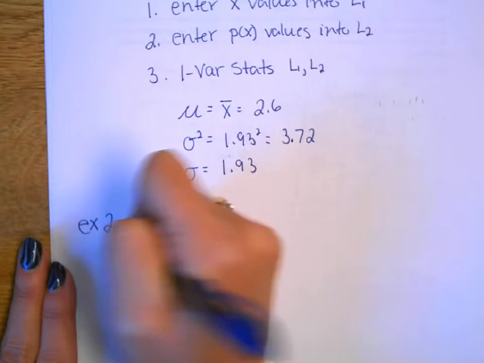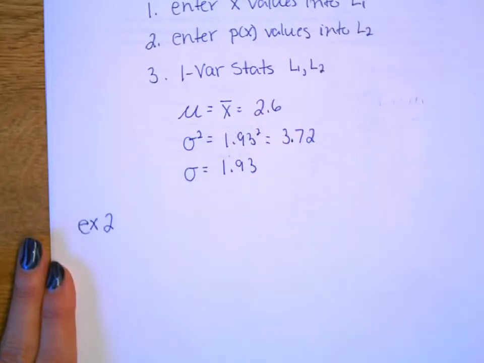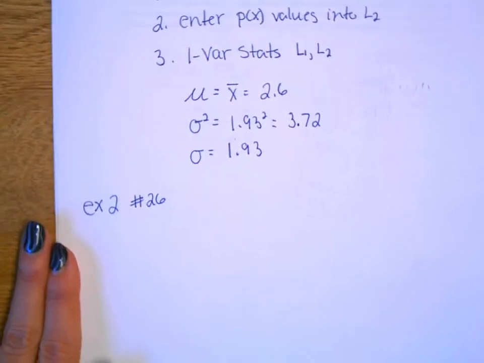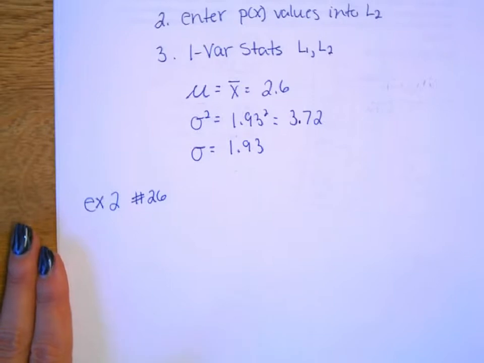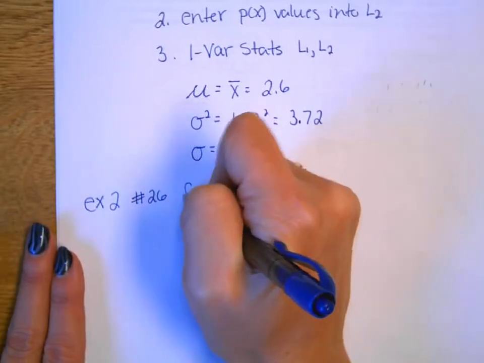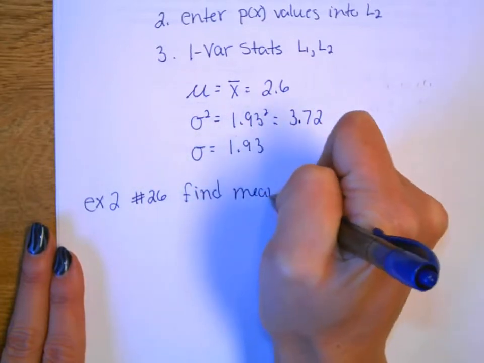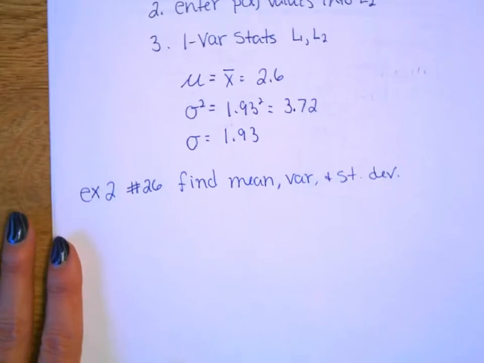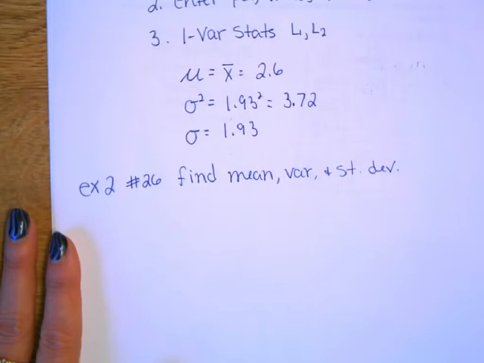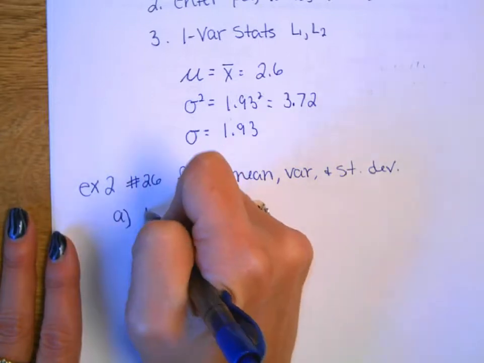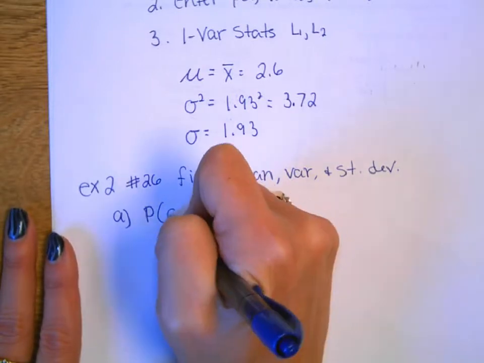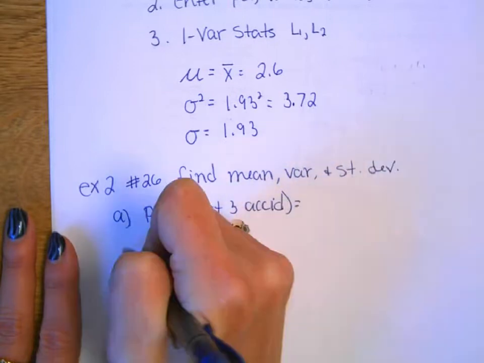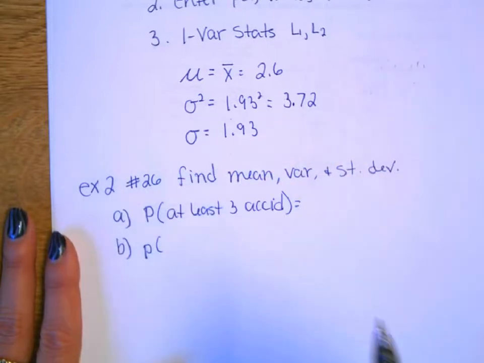Example 2. Number 26, which you already started. It's a table, yes. I want you to find the mean, variance, and standard deviation, and then answer some probability questions after that. Find the probability of having at least 3 accidents, and then find the probability of no more than 2 accidents.